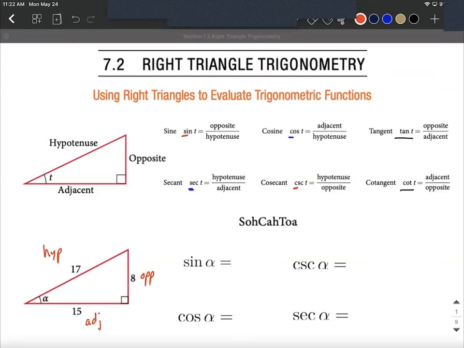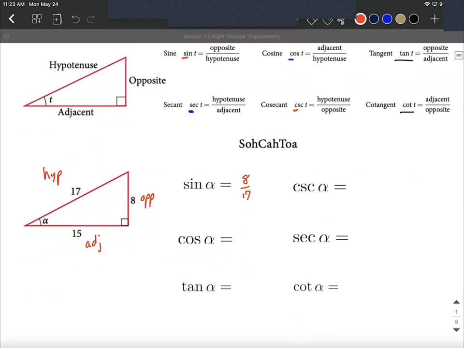Labeling things helps out a bunch. So SohCahToa says that sine is opposite over hypotenuse. As we've labeled them, the opposite is 8. The hypotenuse is going to be 17. Let's go ahead and find cosine and tangent next. Cosine is going to be adjacent over hypotenuse. So adjacent is 15 as we've labeled it over the hypotenuse, which is 17. Then finally, tangent is opposite over adjacent. So in our triangle, it's going to be 8 over 15.